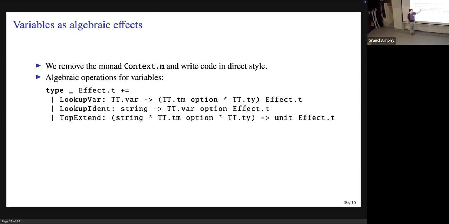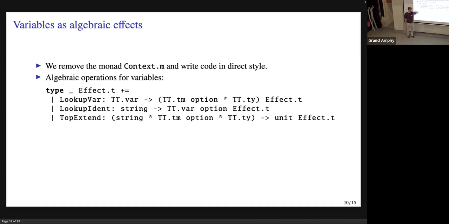So I give the variable and I want to see its optional definition and a type. That's one operation that I want to have. Then I want to look up an identifier, that is to say a concrete name, and I want to see what it's associated with, which variable. And I will also have something that allows me to define global entries.